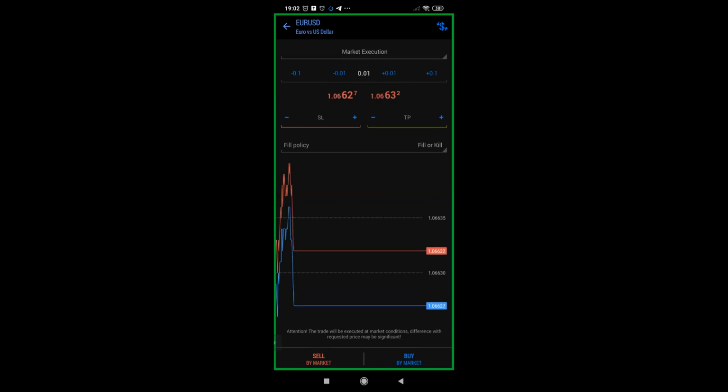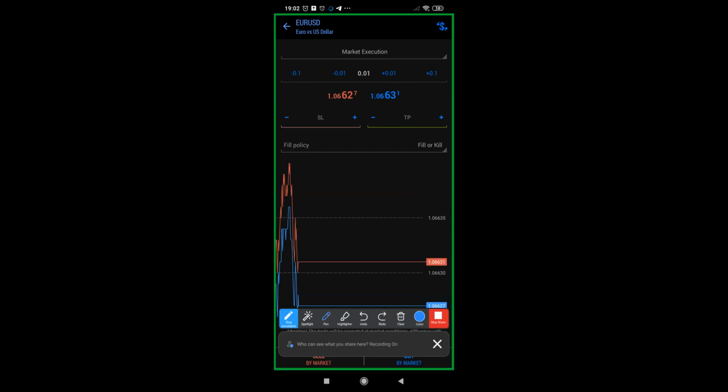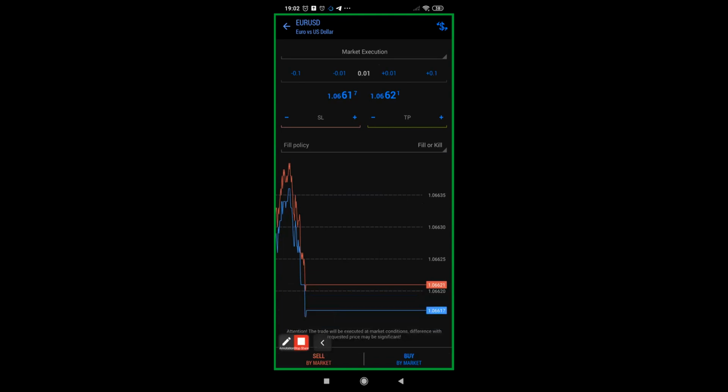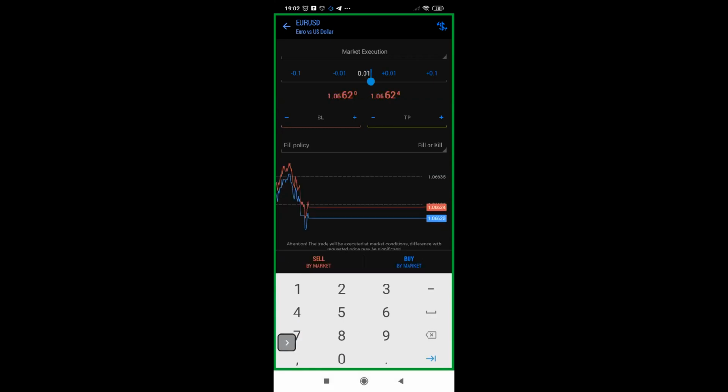And at this very middle here, where you see 0.01, this is where you set your lot size. Okay, that's your lot size. By tomorrow or on Friday, we are going to talk about how to determine the lot size to use. So we want to use a micro lot, 0.01.